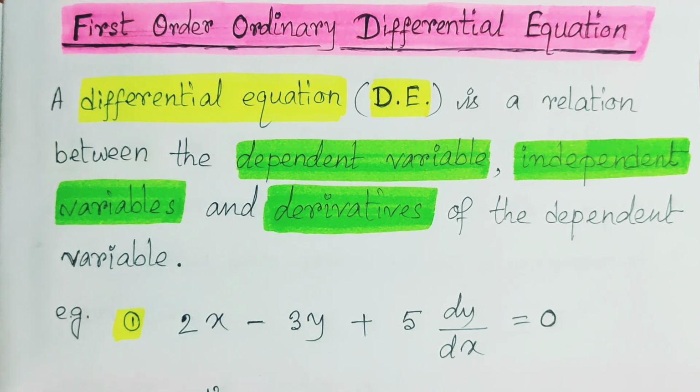So a differential equation is a relation between the dependent variable, independent variable and derivatives of the dependent variable. So just look, what is differential equation? Here three main terms are there. One is the dependent variable, another one is independent variable and the derivative of the dependent variable.